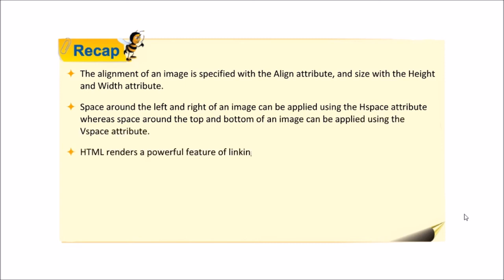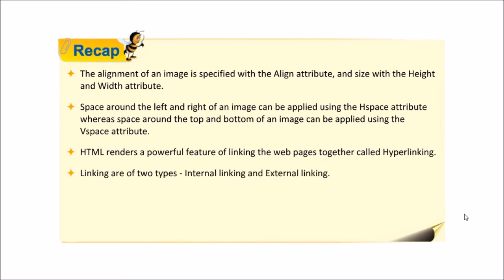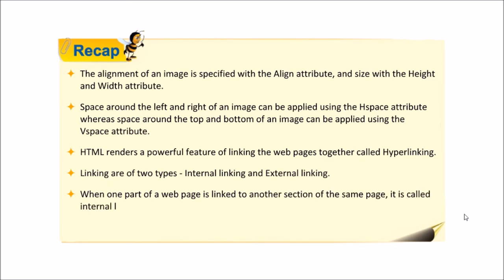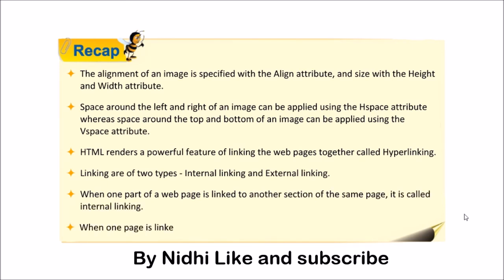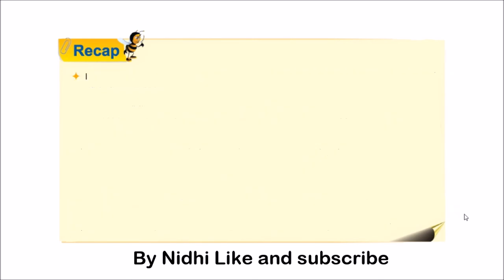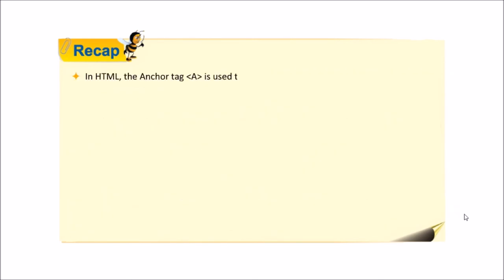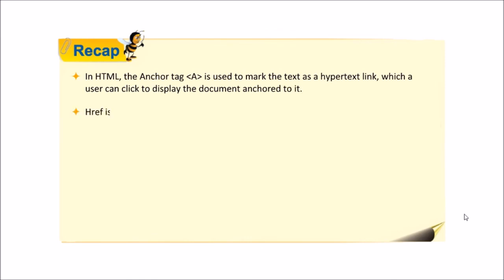HTML renders a powerful feature of linking web pages together called hyperlinking. Linking is of two types, internal linking and external linking. When one part of a web page is linked to another section of the same page, it is called internal linking. When one page is linked to another web page or website, it is called external linking. In HTML, the anchor tag A is used to mark the text as a hypertext link, which a user can click to display the document anchored to it. href is an attribute of the anchor tag, which defines the document to which the link leads.